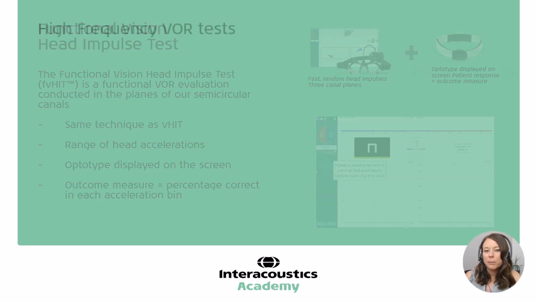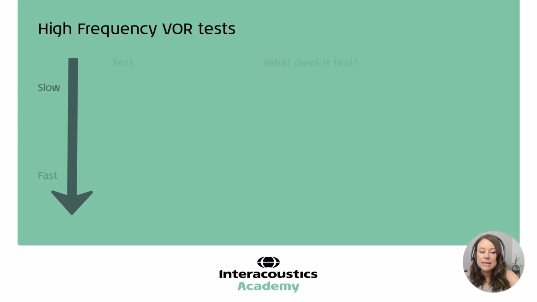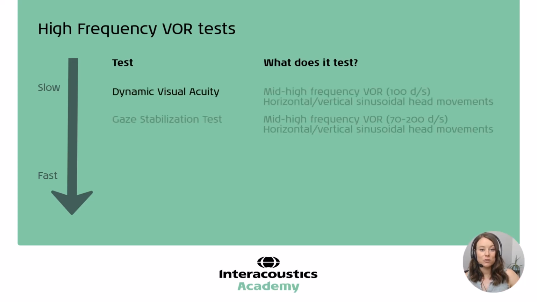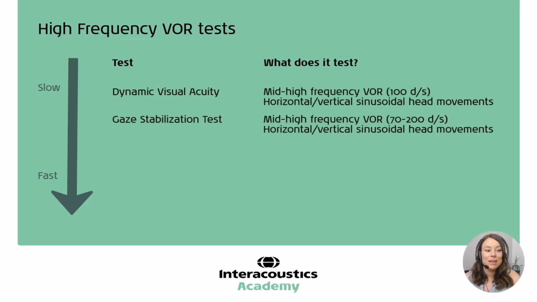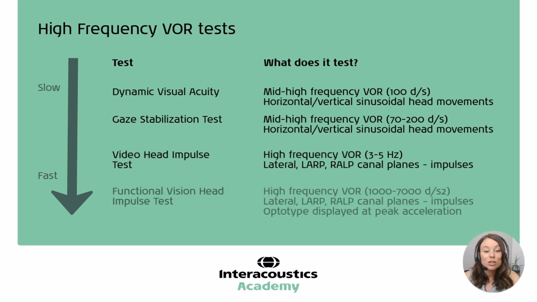But let's talk a little bit more about these high frequency VOR tests. We've talked about 4 of them: DVA, GST, vHIT, and the functional vHIT. And one way to look at the difficulty of these tests is how fast they are. If I were to organize these tests from slow to fast, I would say DVA is my slowest test. So this may be my easier test for some of my patients. And the vHIT and the fvHIT are my more difficult tests because they're faster.